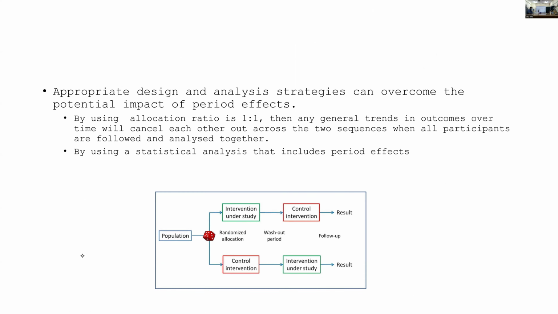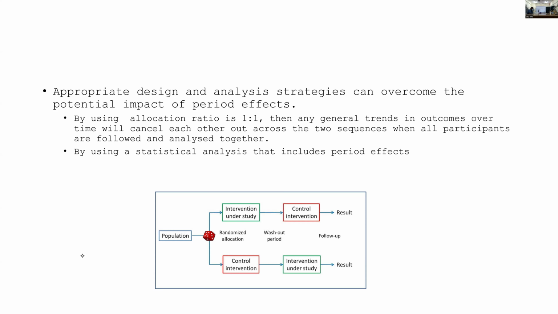But suppose you allocate 70 people to AB sequence and you allocate 30 people to BA sequence. At the end of the trial, 70 people will be getting treatment B and 30 people will be getting treatment A. Suppose your disease itself has a poor outcome as the disease progresses, then you will wrongly say that treatment A is not working.